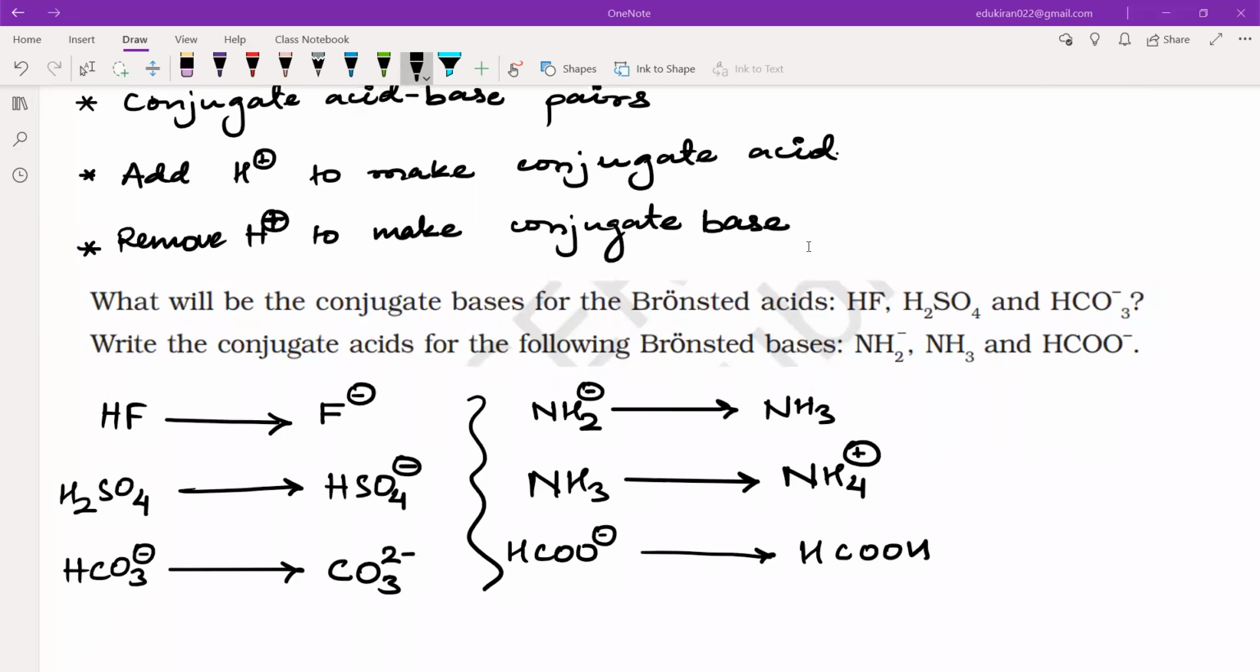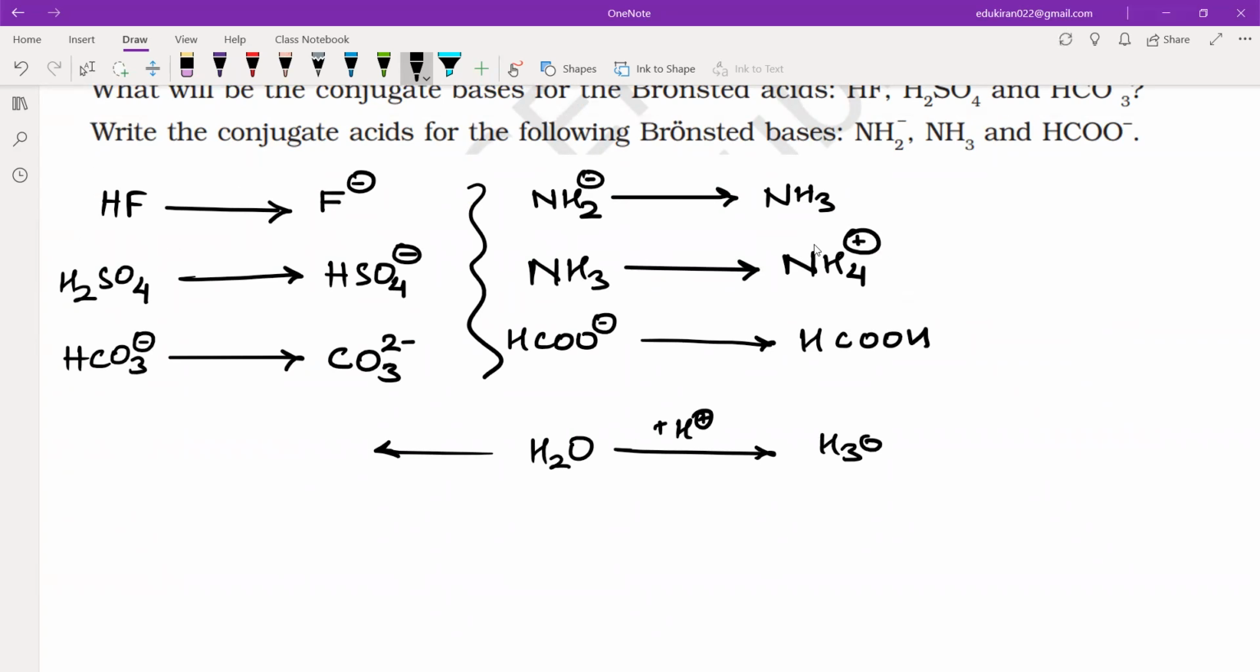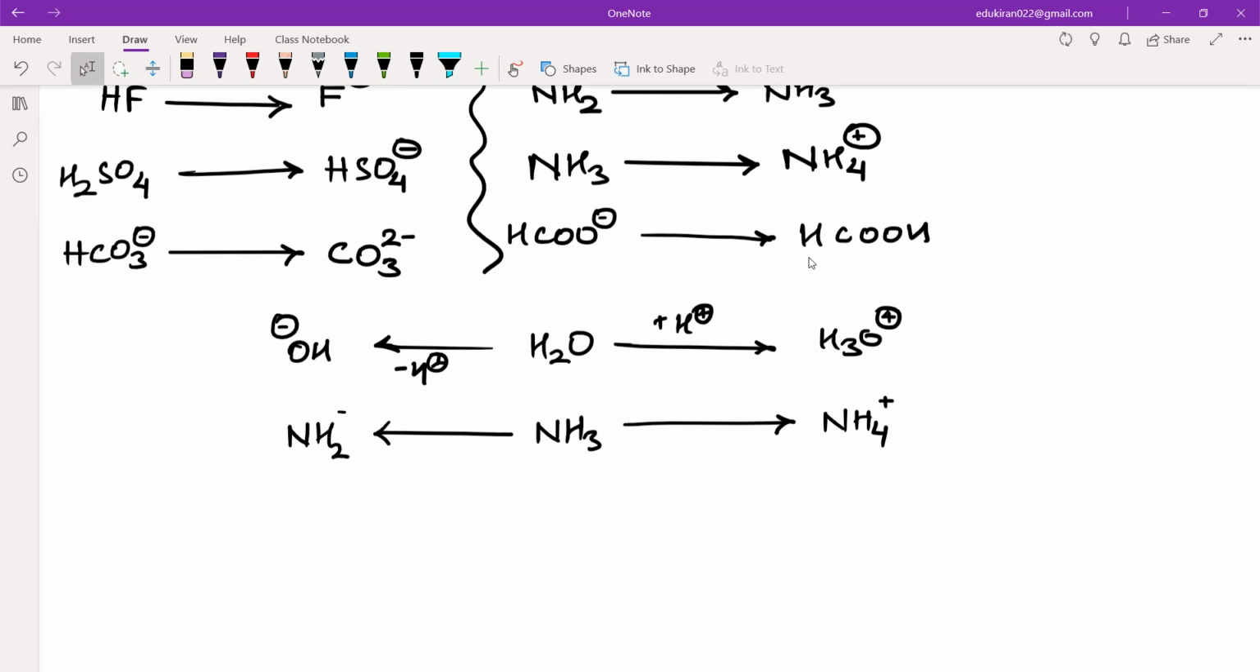See, H2O. You can add H plus, you can also remove H plus. Let us say you added H plus, then you will get H3O positive. You remove H plus, you will get OH negative. Similarly, you can have NH3. You can add H plus, you can remove H plus. If you add H plus, you will get NH4 positive. If you remove it, you will get NH2 negative. What else can you have? We can also have HSO4 negative. If you add, then you get H2SO4. If you remove, then you get SO4 2 negative.